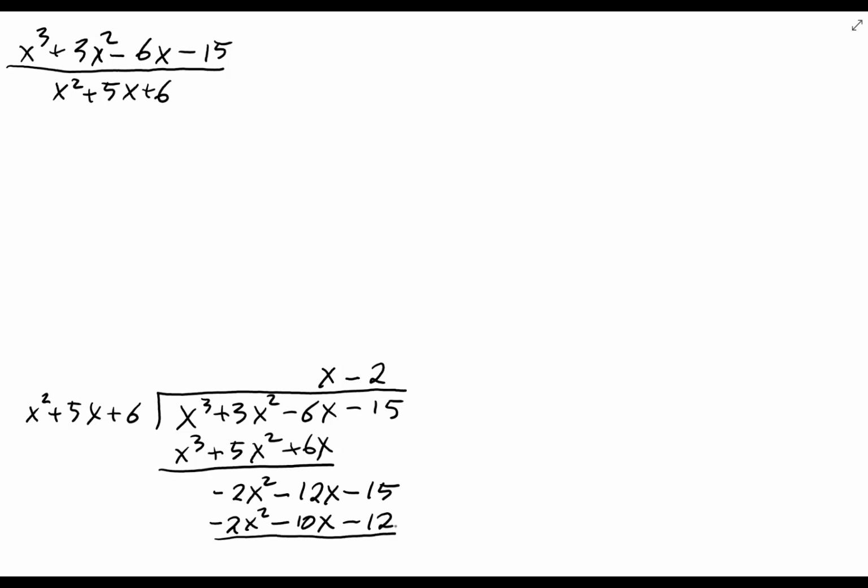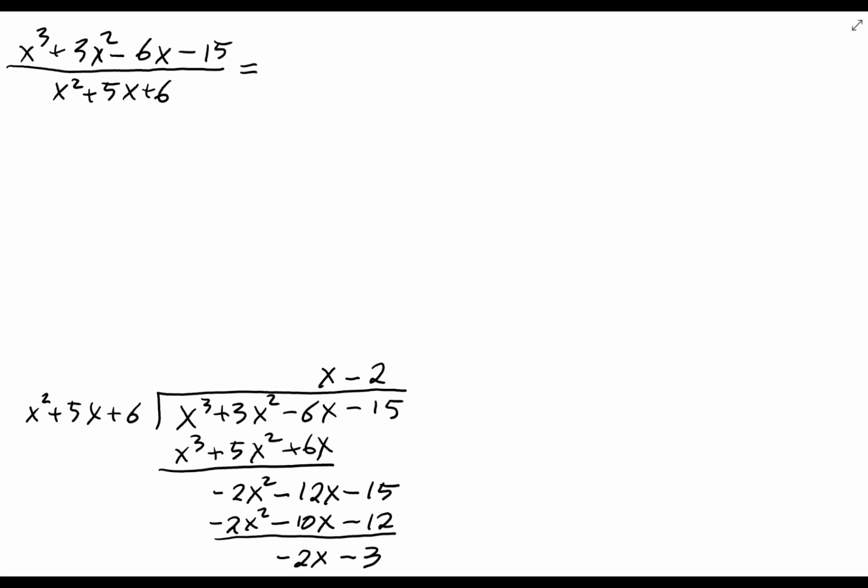And I subtract. The negative 2x squareds cancel. Negative 12x minus a negative 10x is a negative 2x. A negative 15 minus a negative 12 is a negative 3. This is the remainder.